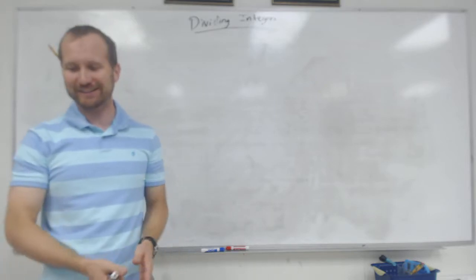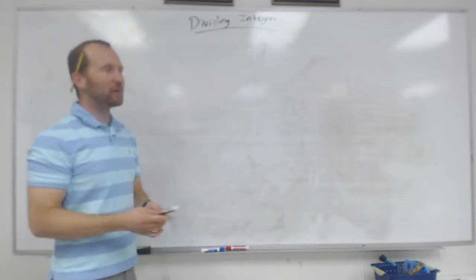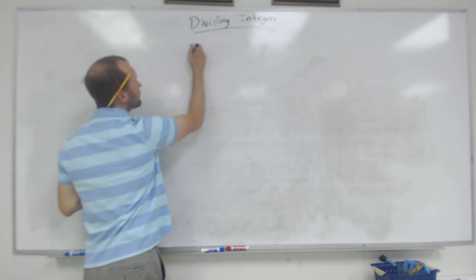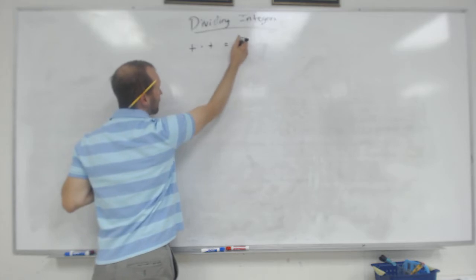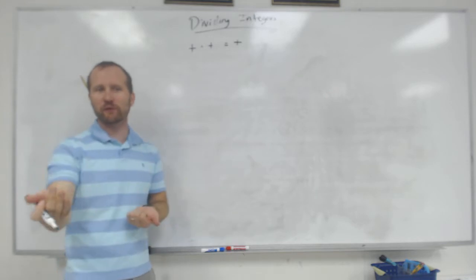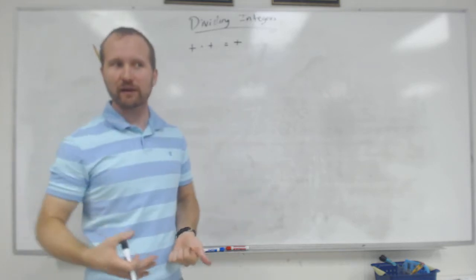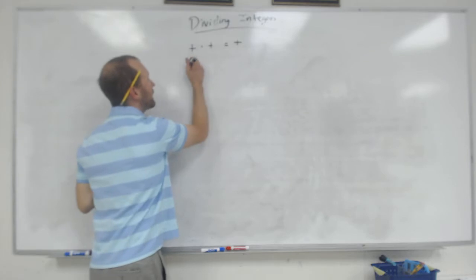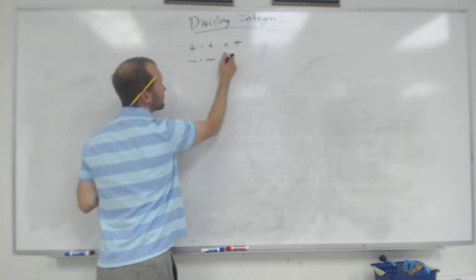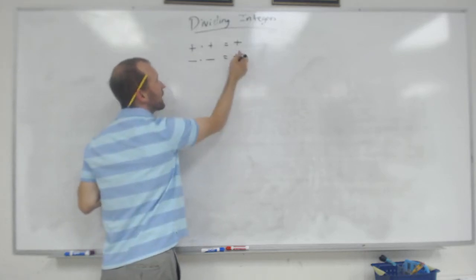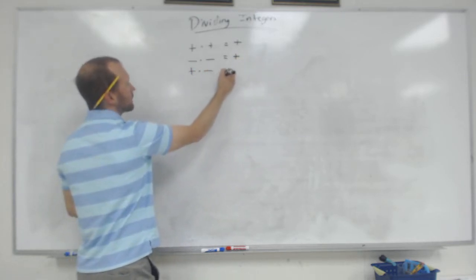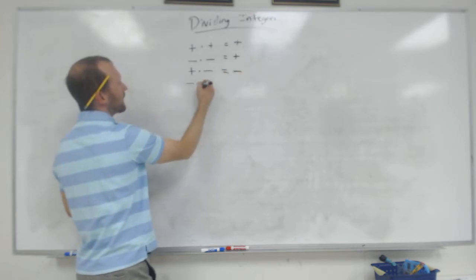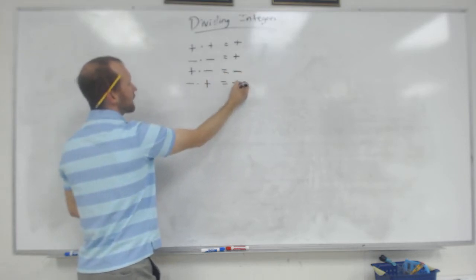Fractions. Dividing integers. So remember, a positive times a positive was a positive, like 2 times 4 is positive 8, right? Okay. What about a negative times a negative? That's also a positive, right? But then when we have opposite signs, it's going to equal a negative. So a negative times a positive is a negative.